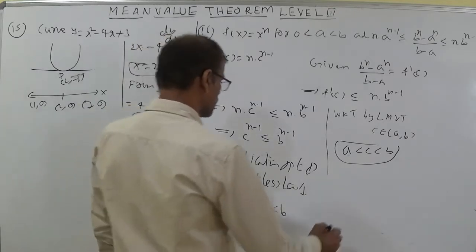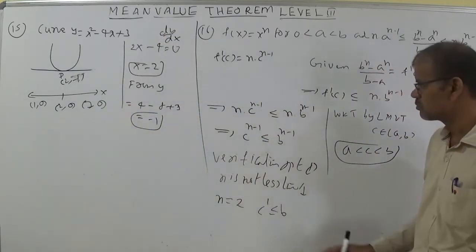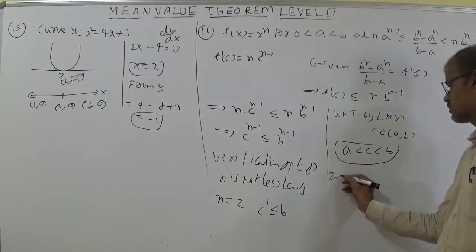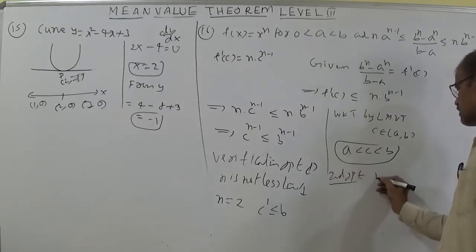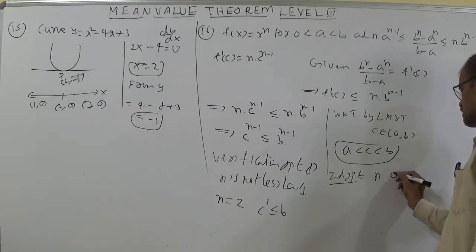Next, the second option. The second option gives n equal to 0.